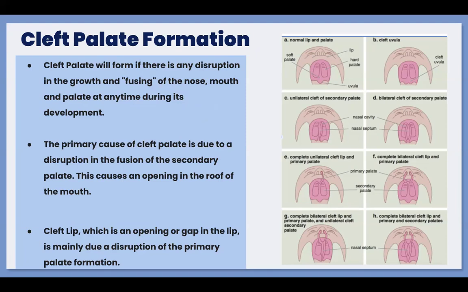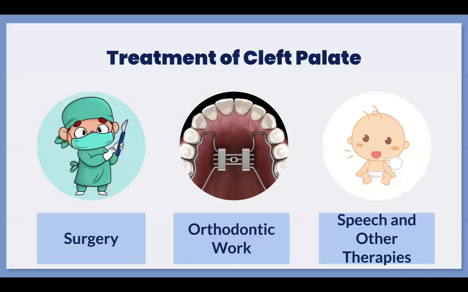And this image shows normal palates, unilateral clefts, and secondary palate clefts, and it gives a good image of all the different types of palates you could see. So treatment: surgery is the main option. This is what really fixes the cleft palate. A lot of the time, though, later on in your child's more adolescent life, you will see things like palate expanders or braces, as well as speech and other therapies your child might have to go through.